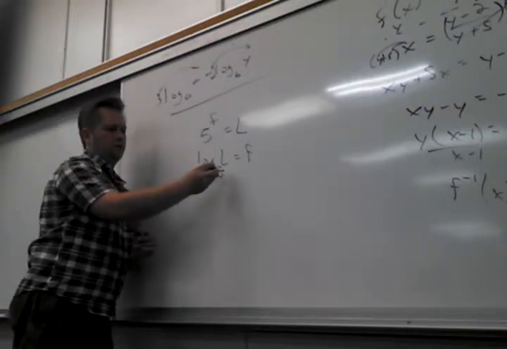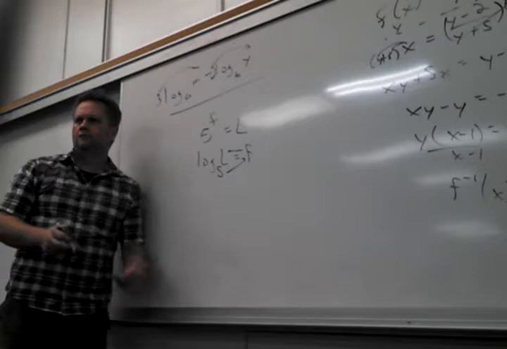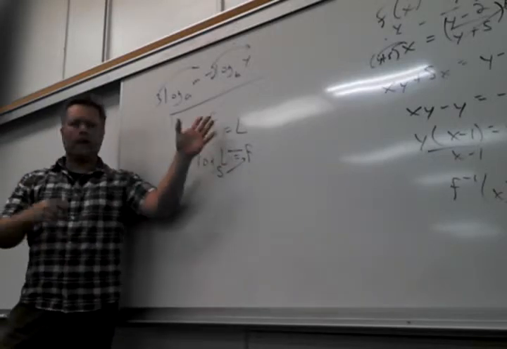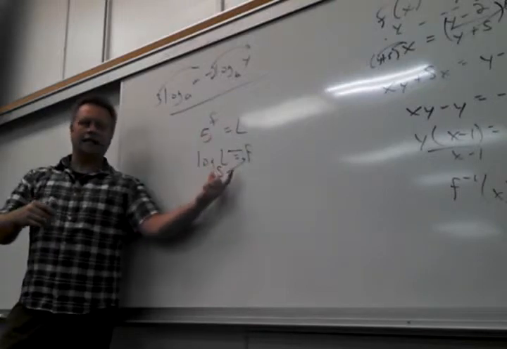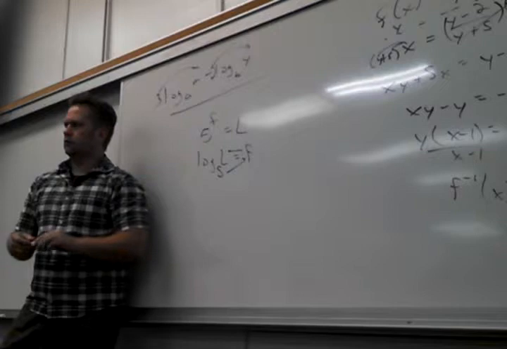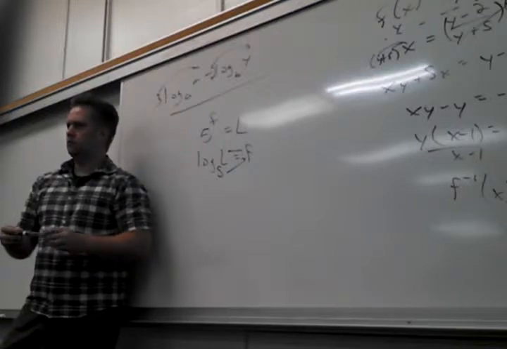How do you check it? 5 to the F equals L? Yes. So that's always the harder way to go. It's easier to go here. Log base 5 of L equals F, bam. So whenever you have to write it in logarithmic form, just check it real quick. Make sure it does work back to what it's supposed to be. Bam, bam.